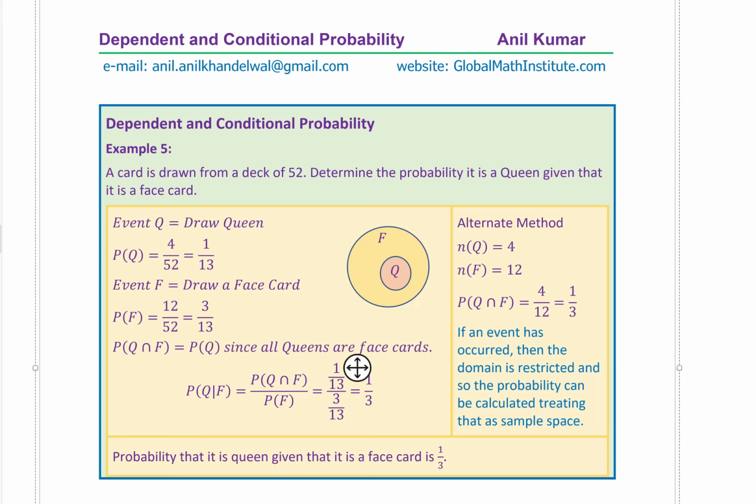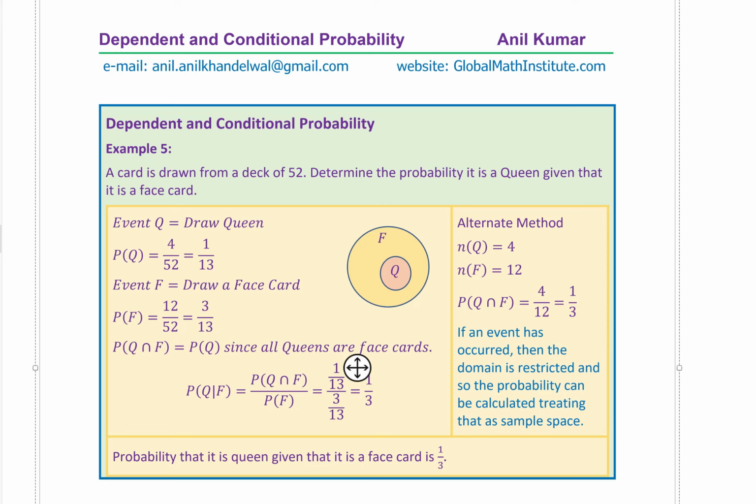What is the probability of drawing a queen? There are 4 queens out of 52 cards, so the probability is 1/13. 4 over 52 reduces to 1 over 13. Event of getting a face card. There are 12 face cards, right? So F is our event for face card, probability being 12 divided by 52, which is 3 over 13.